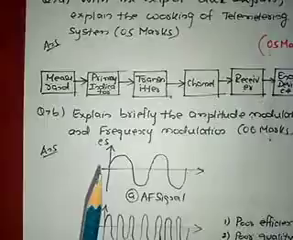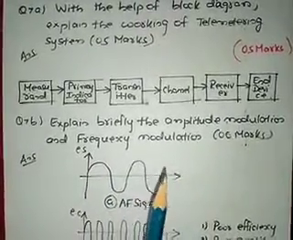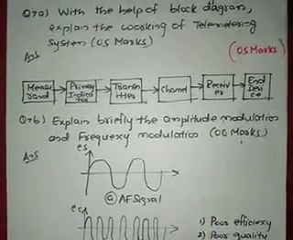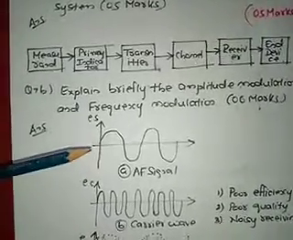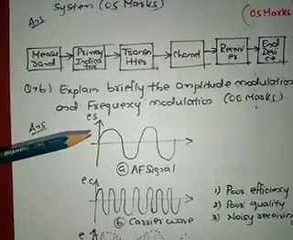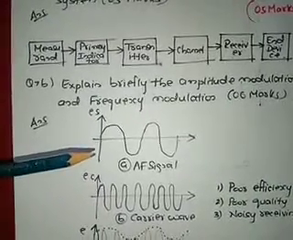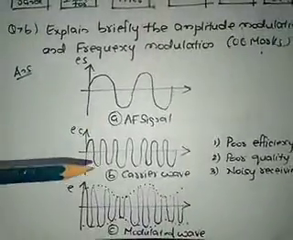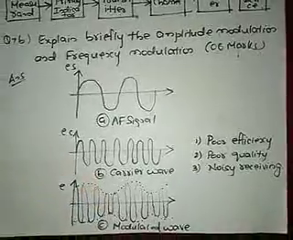Question number 7b. Explain briefly the amplitude modulation and frequency modulation. It is asked for 6 marks. These are the various signals. Draw the figure of the various signals. Figure A shows the AF signal or the audio signal, which is the information signal. Figure B is the carrier signal. Then C is the modulated wave.